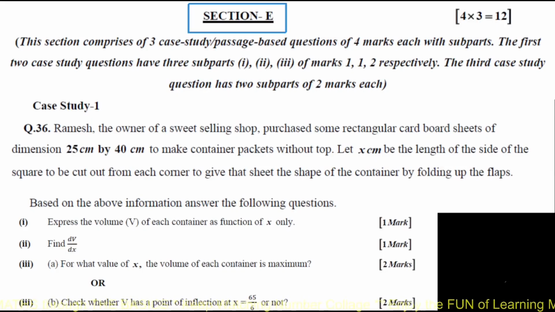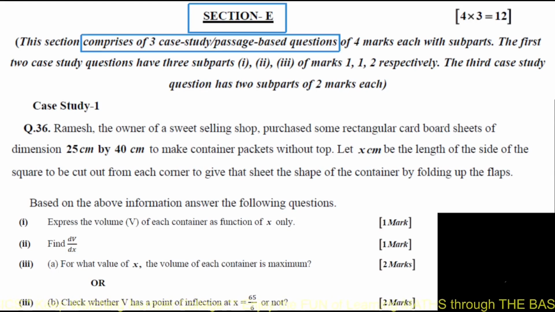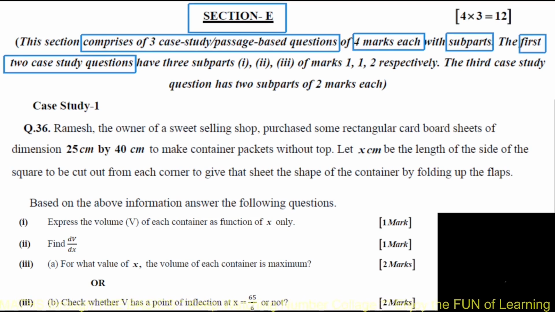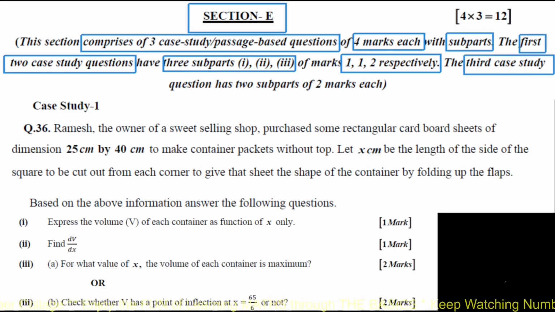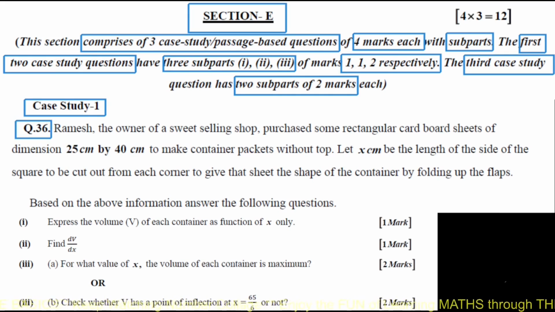Section E comprises 3 case study or passage-based questions of 4 marks each with subparts. The first 2 case study questions have 3 subparts of marks 1, 1 and 2 respectively. The third case study question has 2 subparts of 2 marks each. First we will see case study 1. In this, the first question is question 36.